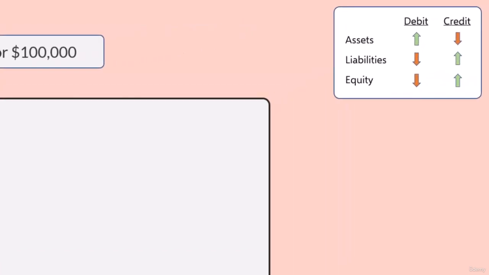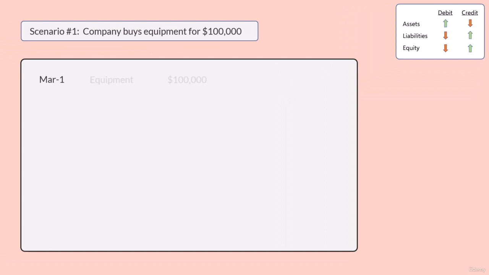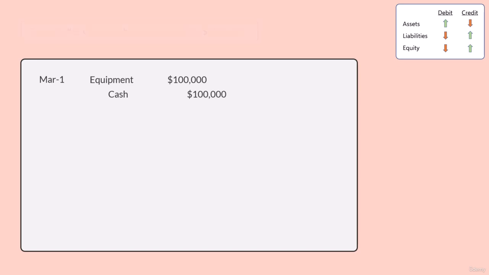And remember that an increase in assets is a debit and a decrease in assets is a credit. So in this instance, the company would record a $100,000 debit to equipment and a $100,000 credit for cash. On the balance sheet, the company would increase its equipment balance by $100,000 and reduce its cash balance by $100,000.